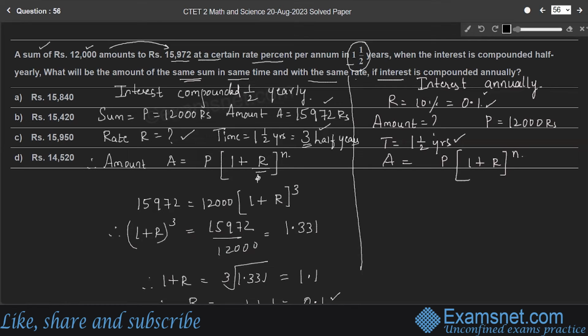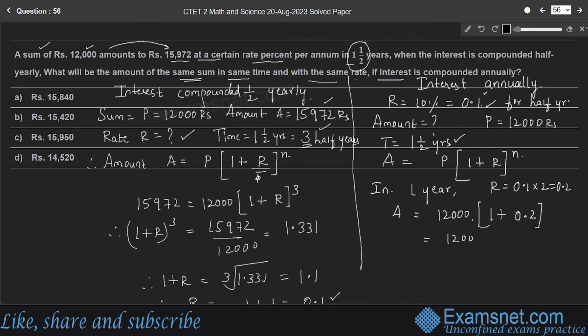So first, for the first year, amount is equal to principal, 12,000 rupees, into 1 plus rate. So in 1 year, the rate becomes 0.1 into 2, because this 0.1 rate is for half year. So in 1 year, rate becomes 0.2, or 20%. Both are same. So 1 plus rate is 1.2 to the power of 1. Therefore, 12,000 into 1.2 gives you 14,400. 14,400 rupees is the amount in 1 year.